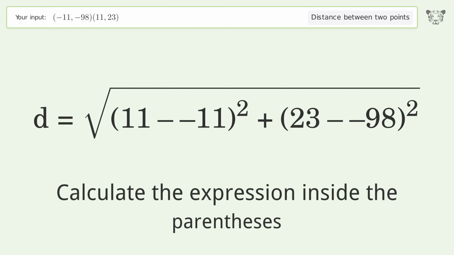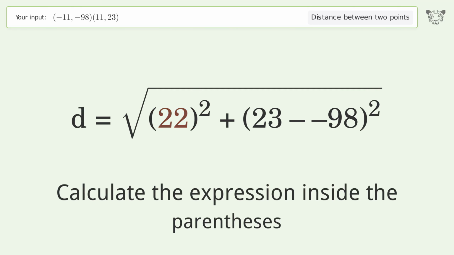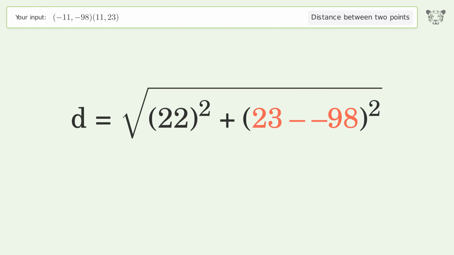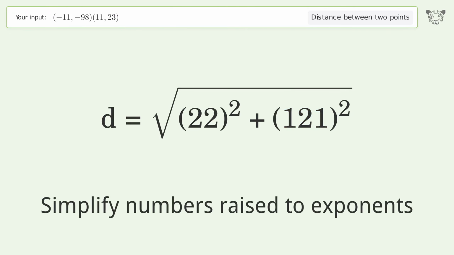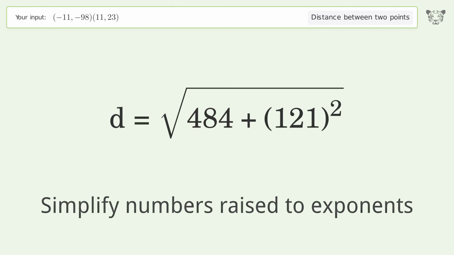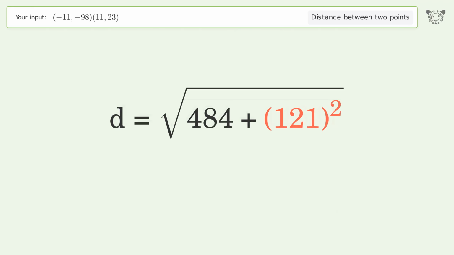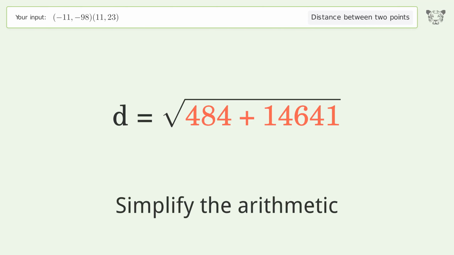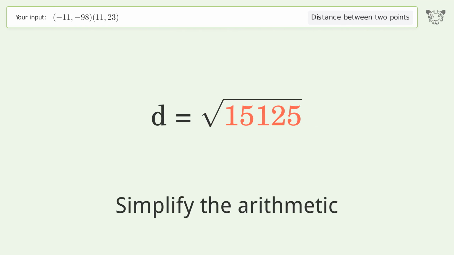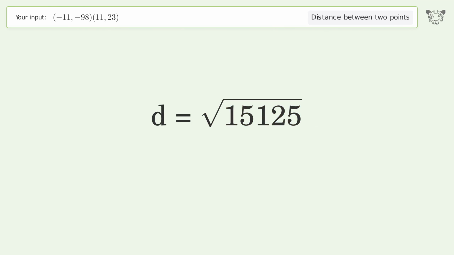Calculate the expression inside the parentheses. Simplify numbers raised to exponents. Simplify the arithmetic. And so the distance between the 2 points is the square root of 15,125 or 122.984.